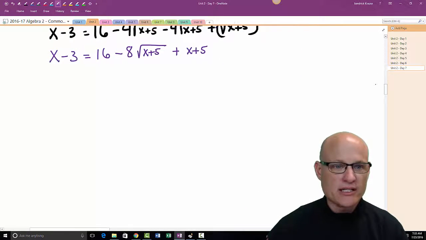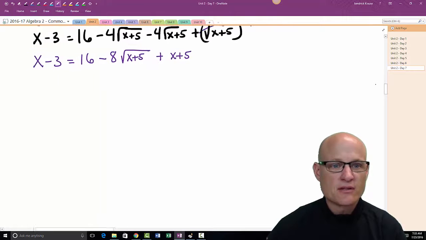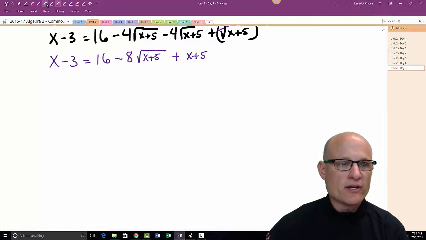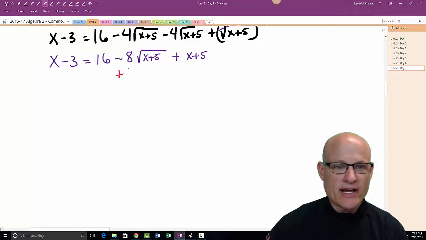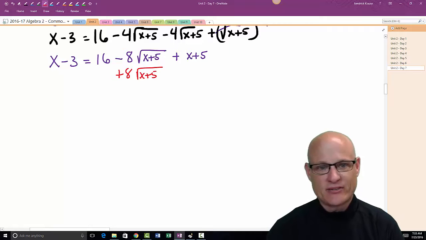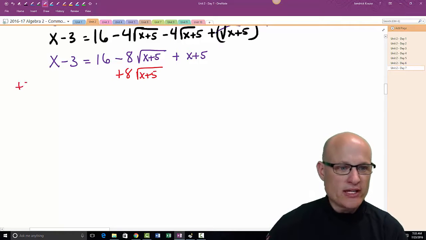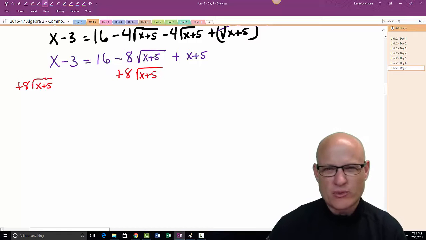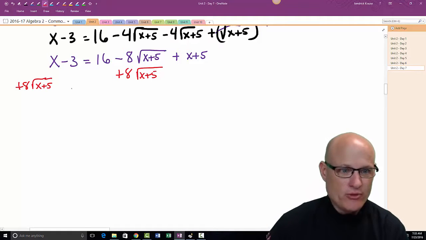All right, so now we're going to clean this up. So let me do this kind of slowly. I'm going to bring this over to the other side. I'm going to add, I hate having negative stuff, so I'm going to add 8 square roots of x plus 5. It just makes it so you make less mistakes. It really, truly does. I can't stress it enough. There's so many mistakes that can be made with signs, and when the math's kind of complicated anyway, do you really want to introduce more problems with negatives? I don't. I hope you don't either.